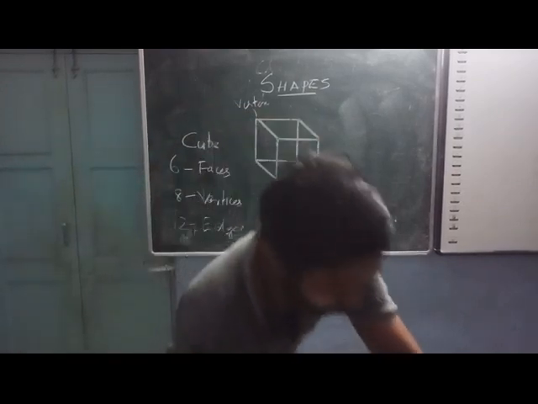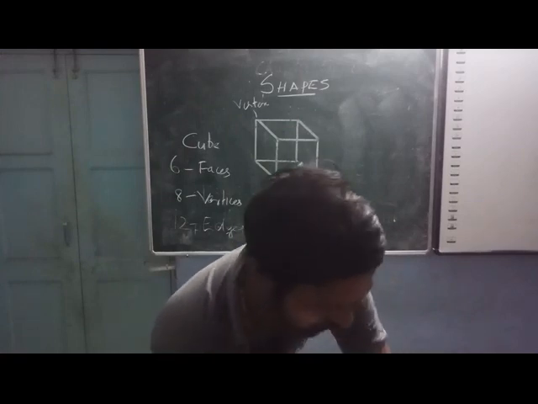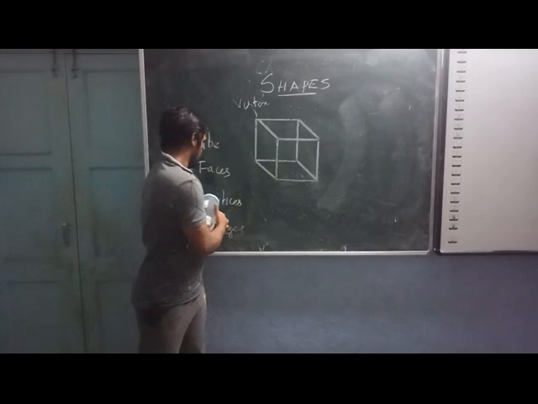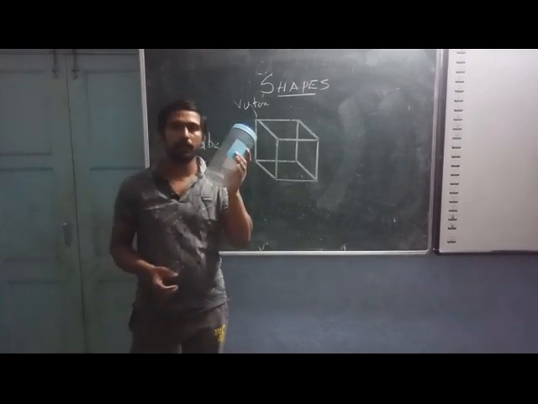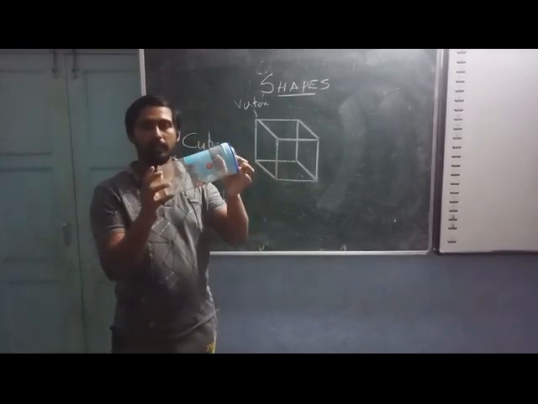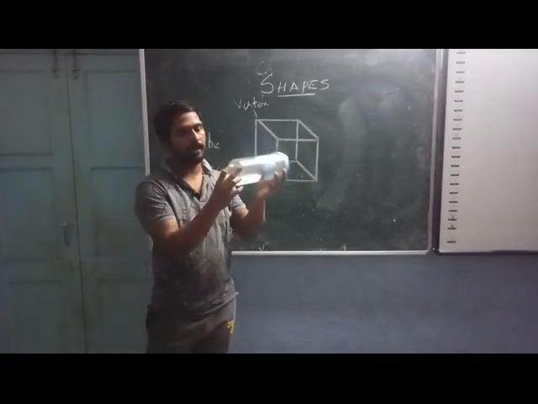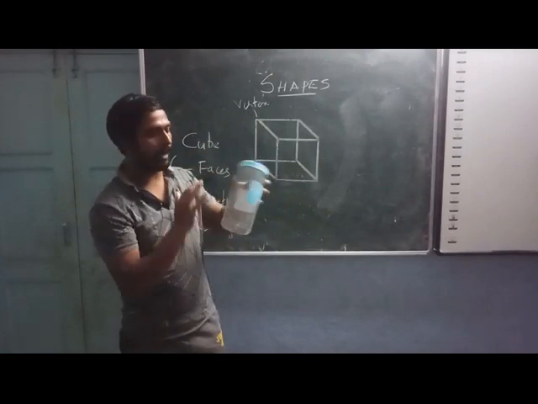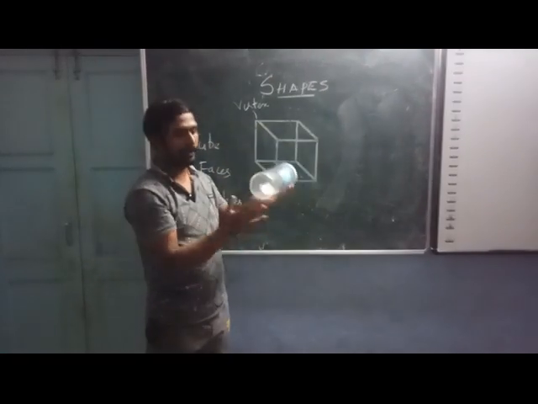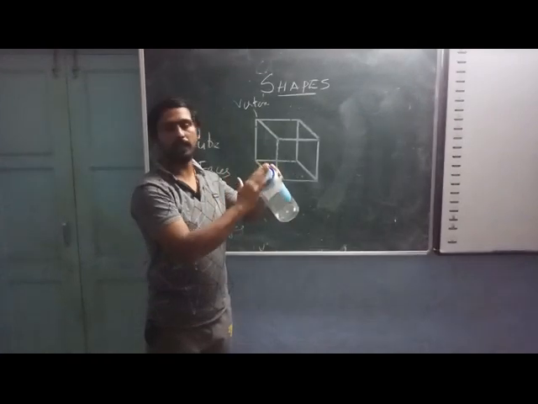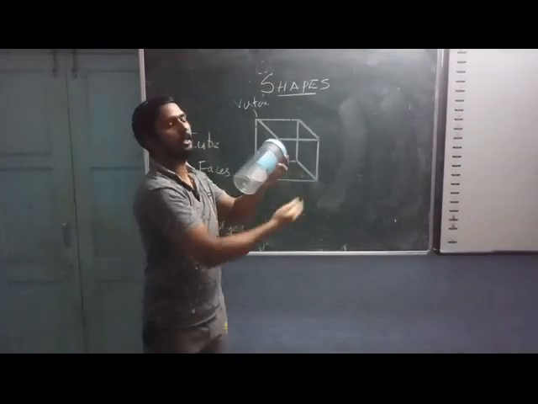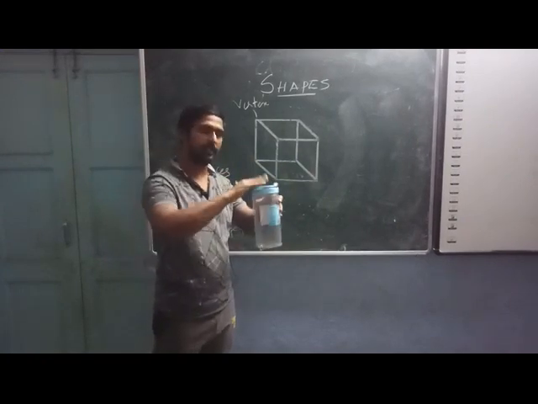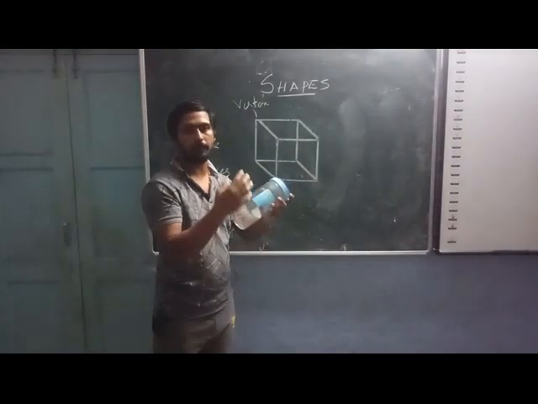So now we are going to learn another shape. That shape is called a cylinder. So you see, a cylinder looks like this. It has a face at the bottom, a face at the top, and a curved part. So how many faces are there? There are 2 faces and one curved shape.